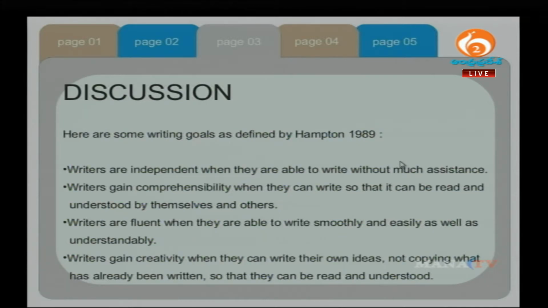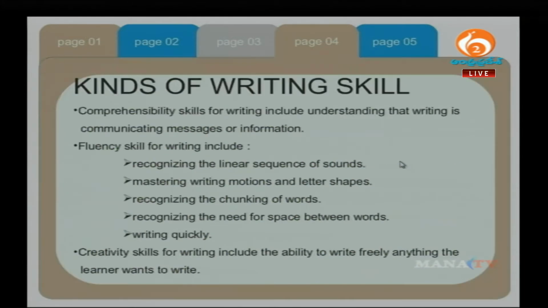Writers are independent when they are able to write without much assistance. Writers gain comprehensibility when they can write so that it can be read and understood by themselves and others. Writers are fluent when they are able to write smoothly and easily as well as understandably. Writers gain creativity when they can write their own ideas, not copying what has already been written, so that they can be read and understood. Talking about it, kinds of writing skill.